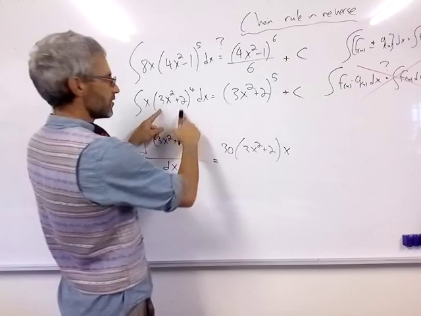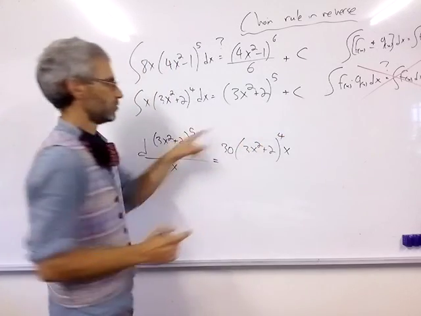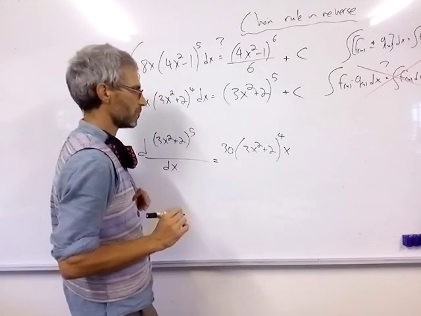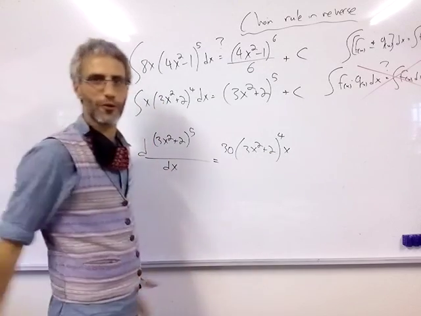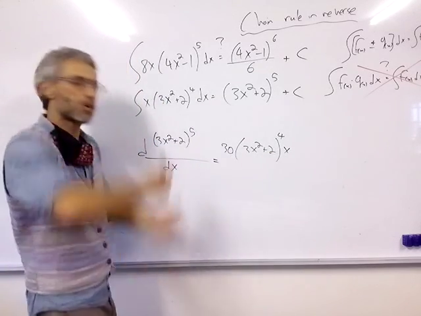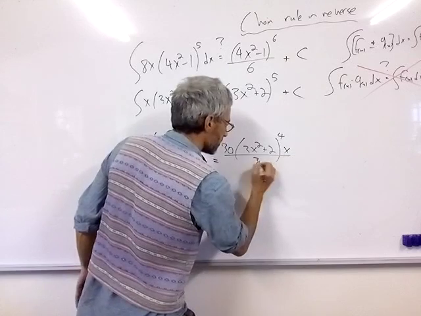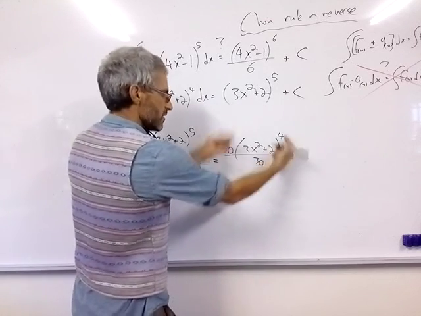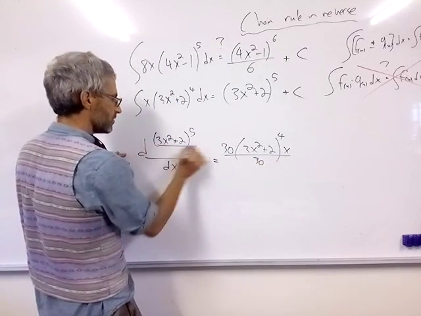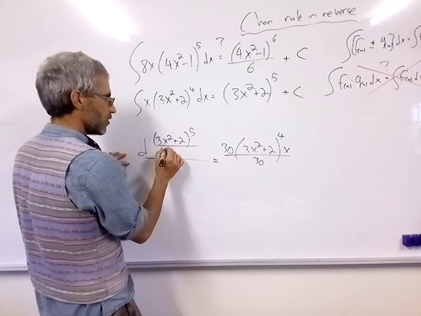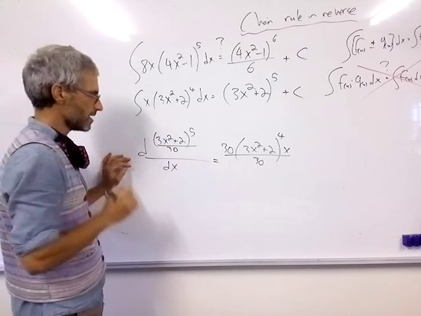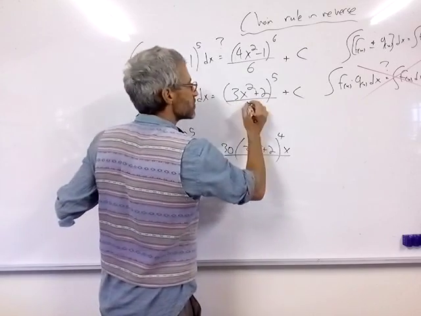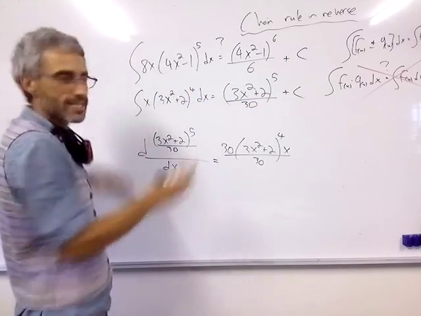Now, sorry, that should have been power 4, right? Can't forget the power 4. So that's good. X is good, but I've got that extra 30. How do I get rid of this 30? Of course, we divide by 30, but if we divide the derivative by 30, we must do the derivative of the original function divided by 30 as well. So now I'm going to have to divide the solution by 30. And I can test again.